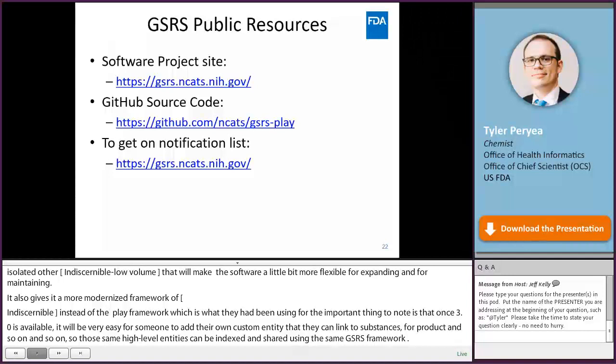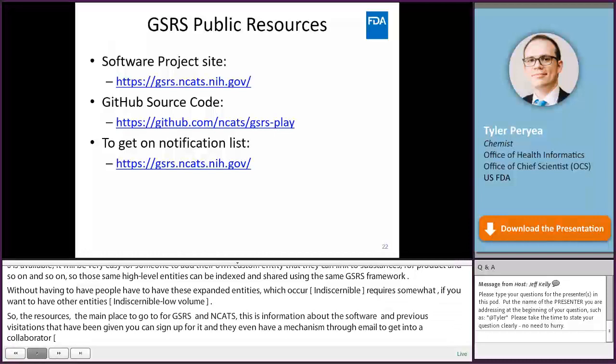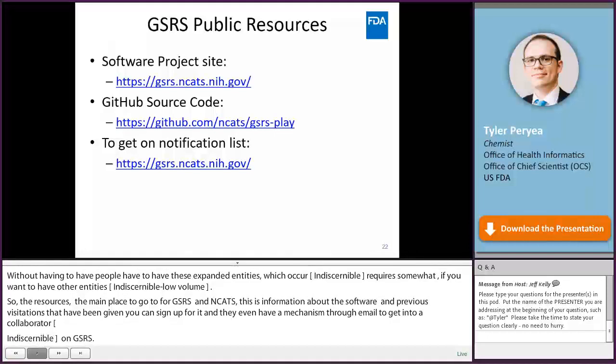So for the resources that are available, the main place to go is the GSRS NCATS product site. This has information about the software, has previous presentations that have been given, and you can sign up to be notified. They even have a mechanism, I think through email, to get onto a collaborator Slack if you want to start slacking with the NCATS team on GSRS. They also have information on the Swagger API, REST API documentation, and other things like that. The GitHub source code is here, and like I said, you can get on the notification list by going to the project site.